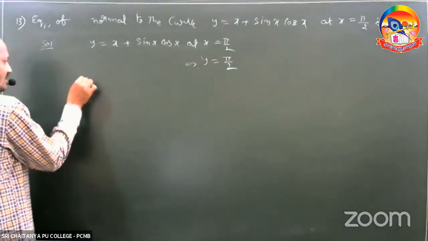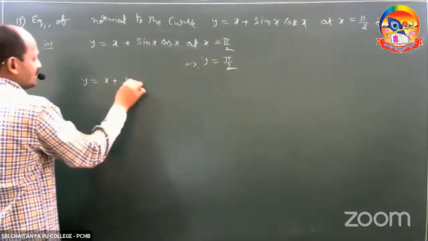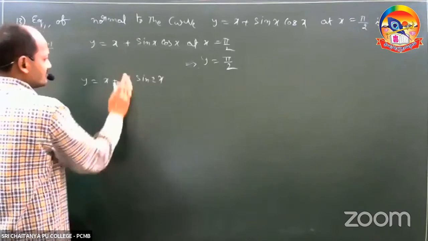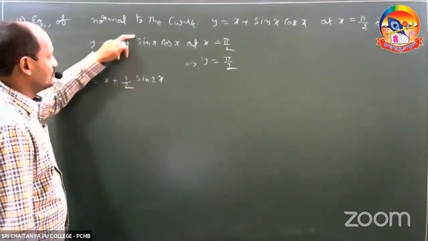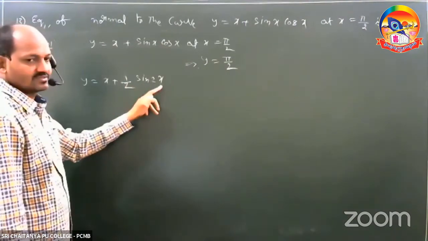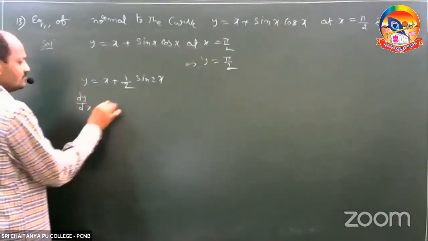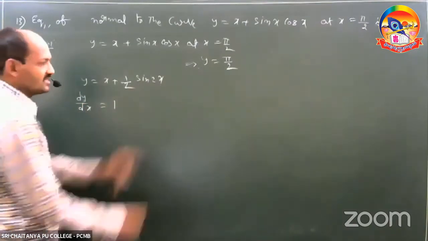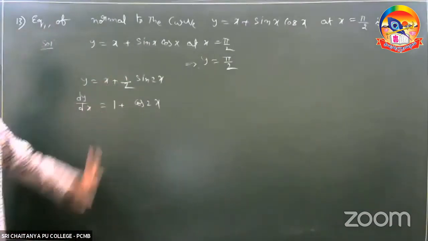Then find the derivative of the given curve. It is y equal to x plus 1 by 2 into sin 2x. Multiply and divide by 2, it is 2 sin x cos x, which is sin 2x. So then the derivative dy by dx is equal to the derivative of x, which is 1, minus the derivative of sin 2x, which is 2 cos 2x; the 2 divided by 2 cancels.